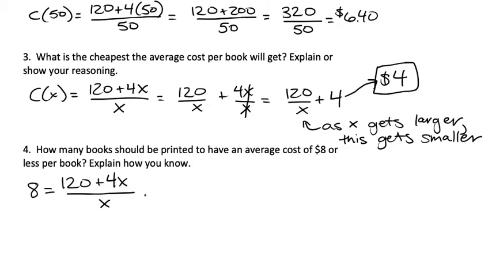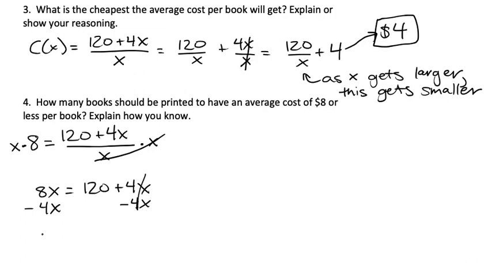So in order to do that, the easiest way to do it is to get rid of the x by multiplying by x on both sides. That gives me 8x on the left equals 120 plus 4x. And now this is an easy equation to solve. I would subtract 4x from both sides. That gives me 4x on the left equals 120. Divide both sides by 4, and x equals 30 books.